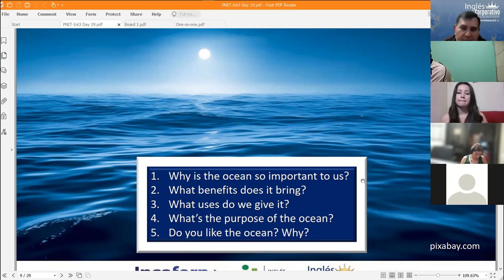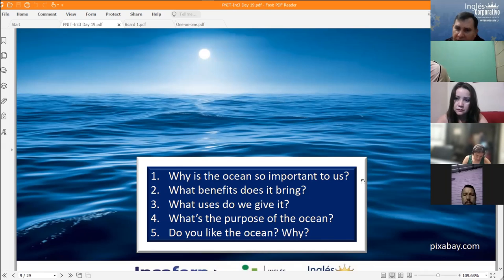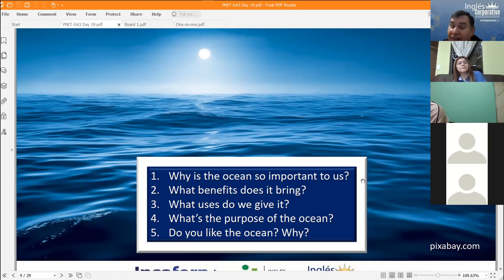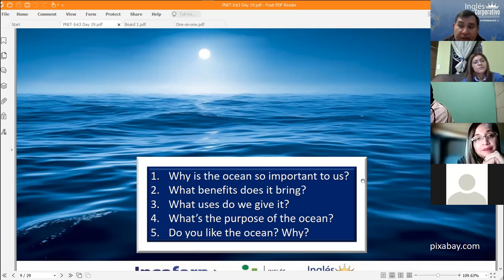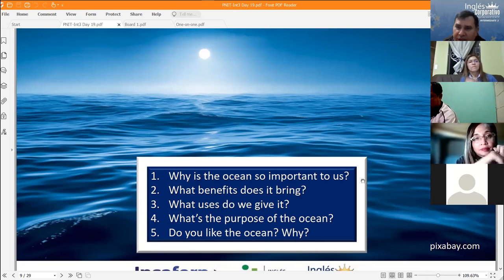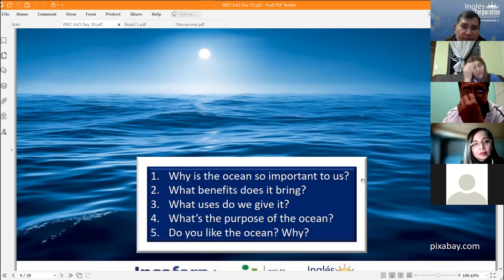Now, what uses do we make of the ocean? We go swimming, we go to the beach, we use it for transportation. We build hotels near the beach. For the economy, work, because of the tourism. What else? Business. For business, yes. All the transportation of things from Europe, from Asia, they come by boat, especially cell phones, computers, and stuff that they make. They come to us by the ocean.